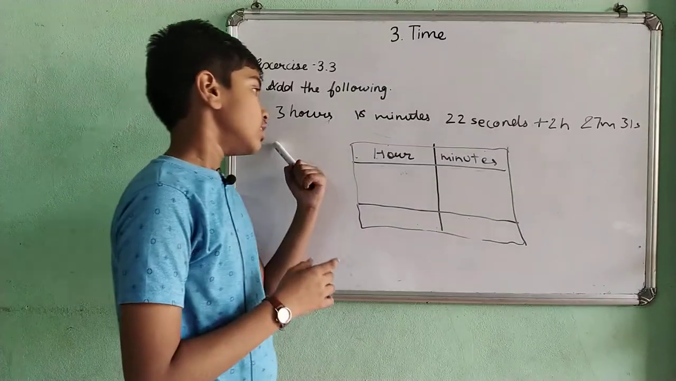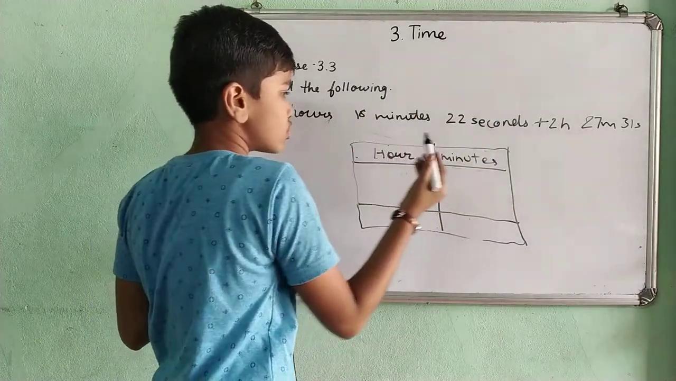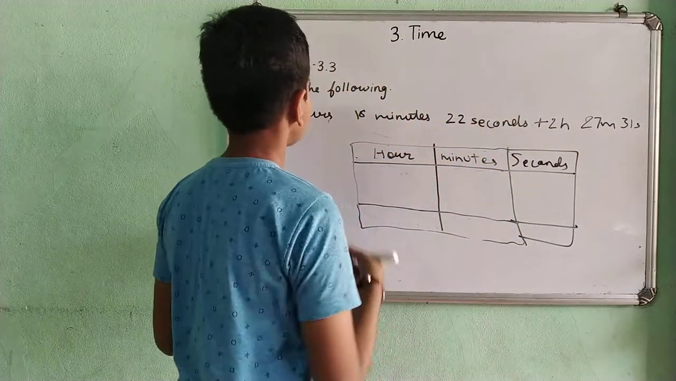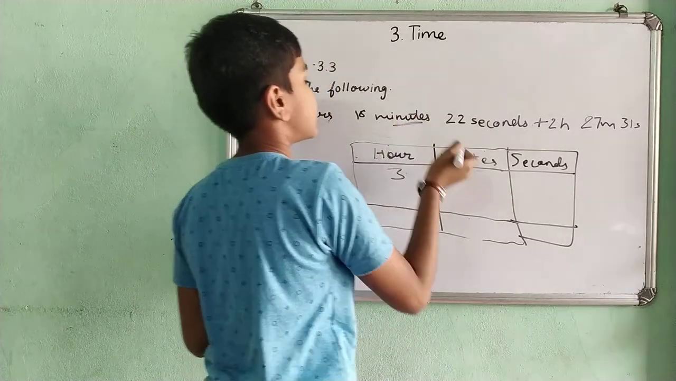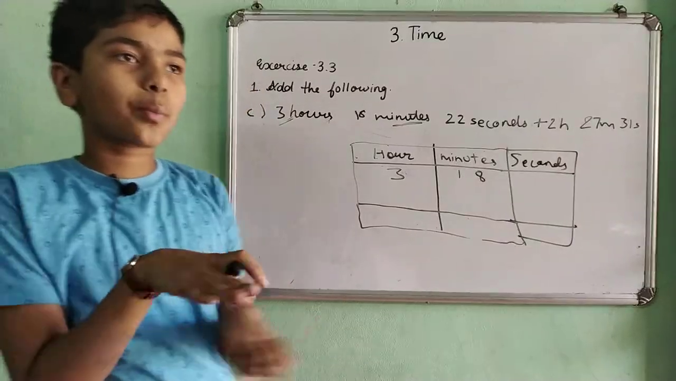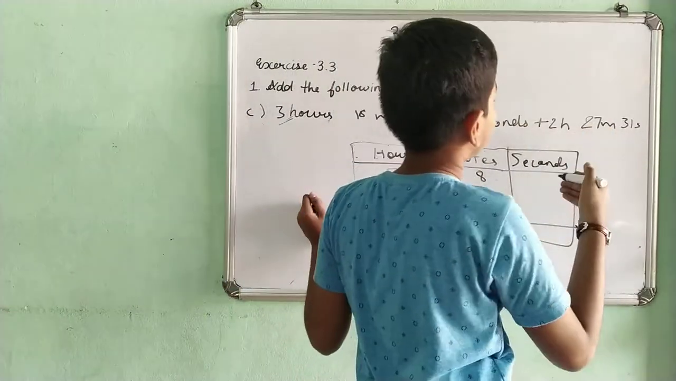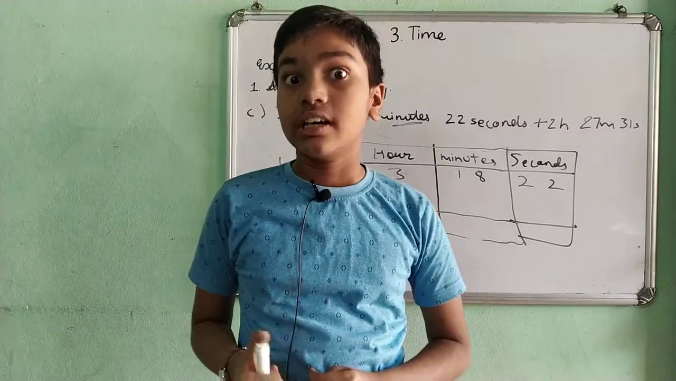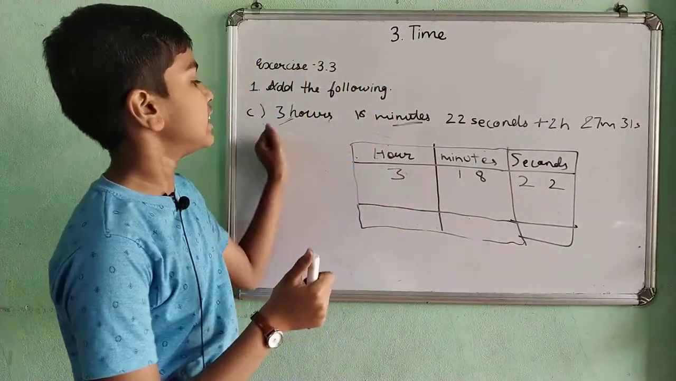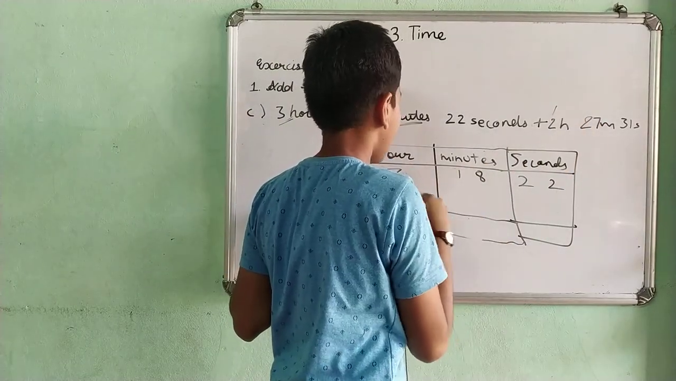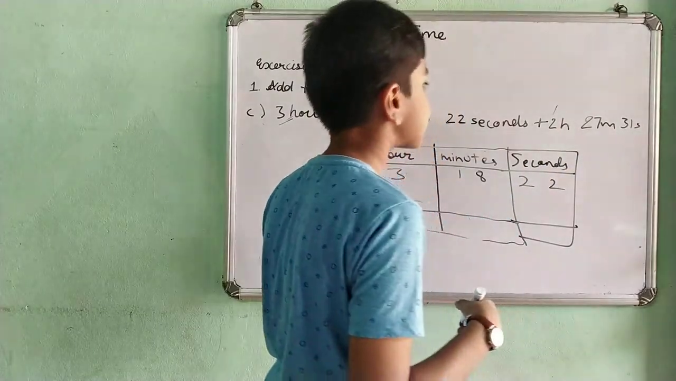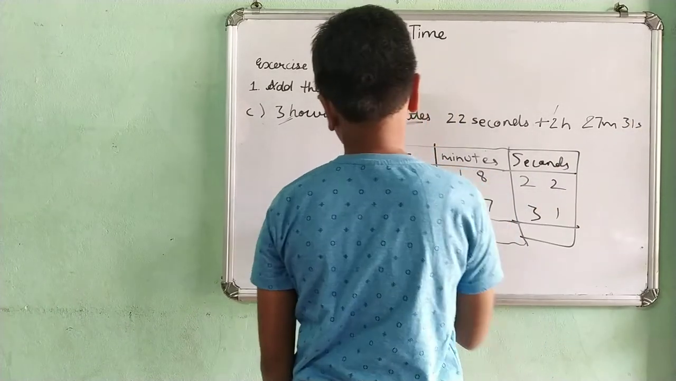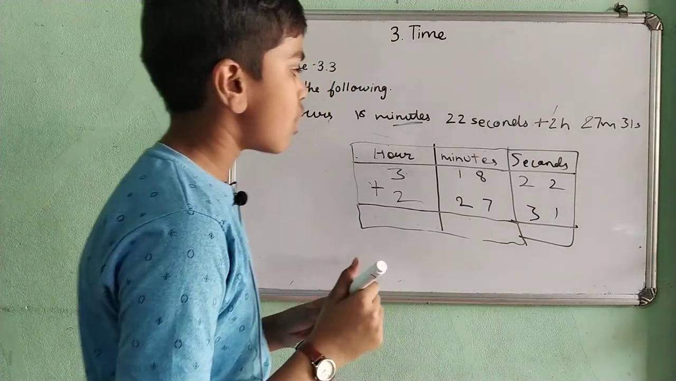Now you have minutes, seconds, you have seconds too. So you just have to make a separate column of seconds. Hours in the hours column, minutes in the minutes column, seconds in the seconds column. They don't care about each other because they're from different groups. Now, 2H means 2 hours, 27M means 27 minutes, 31S means 31 seconds. Add it and quickly get your answer.